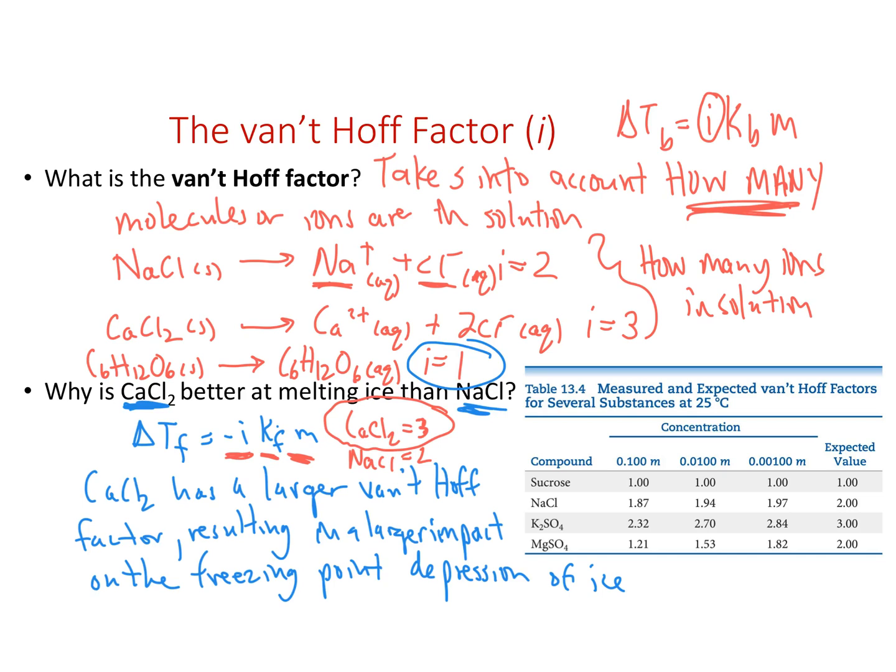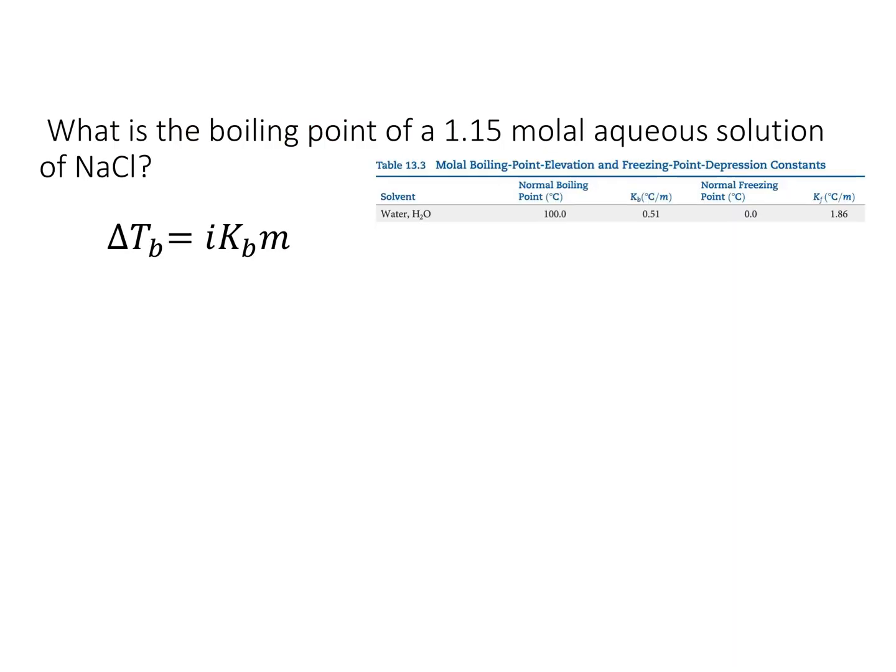And even better yet, let's say we had something like aluminum chloride. Now we're getting aluminum 3+ and 3 separate chlorides. That would be even better than calcium chloride because I'm going to have a Van't Hoff factor of 4, an even larger impact on that freezing point depression.